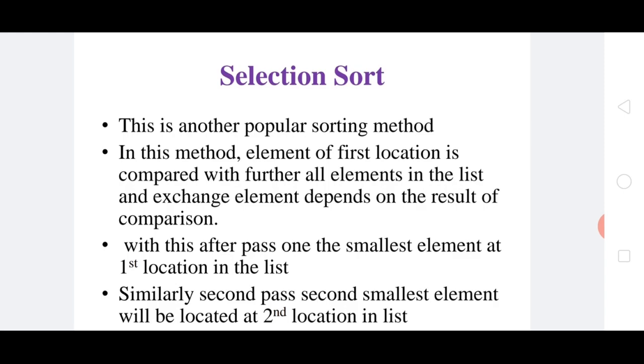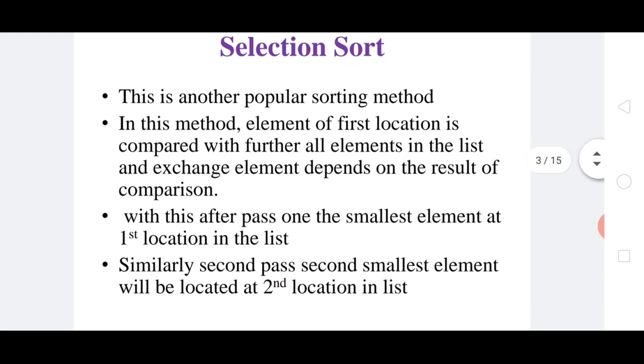In this method, the element of the first location is compared with all further elements in the list. Just keep in mind, in selection sort, every time the first location element is compared with all remaining elements in the list. And the exchange of elements depends on the result of the comparison. If the first location element is greater than the next location element, then it will be exchanged. Otherwise, no exchange is required. Just keep in mind.